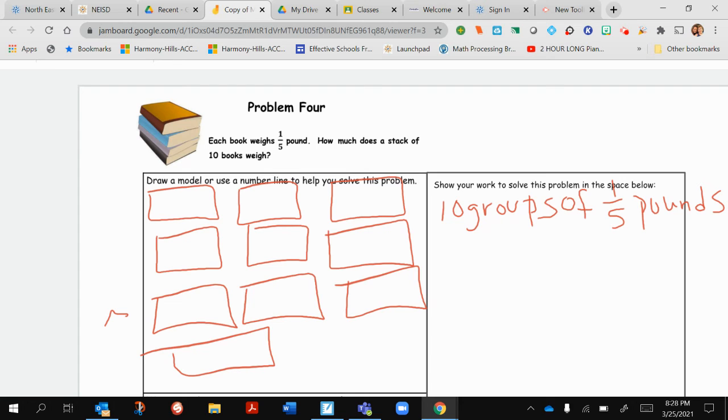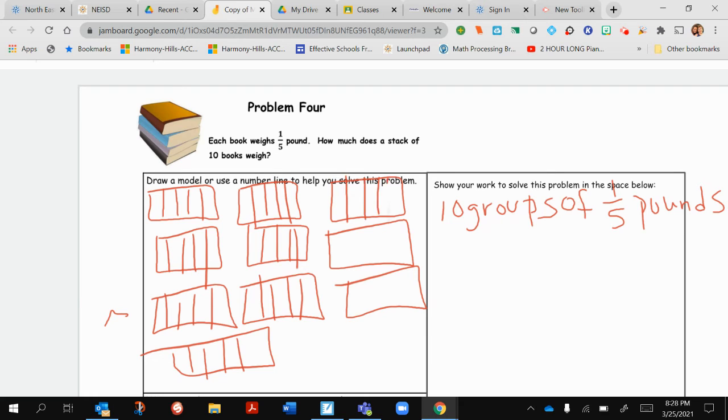All right, my denominator is 5, so I'm going to have a total of 5 equal parts. 1, 2, 3, 4. 1, 2, 3, 4. There we go. All right, and so for every 5 parts, 1 is being used.